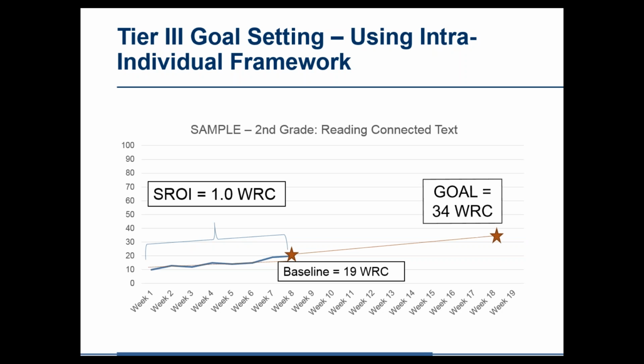Finally, the team considers how to calculate the goal using the intra-individual framework formula. With this formula, the student rate of improvement is multiplied by 1.5 to ensure the student's growth is more than student growth in the previous weeks. That is multiplied by the number of instructional weeks remaining and added to the new baseline.